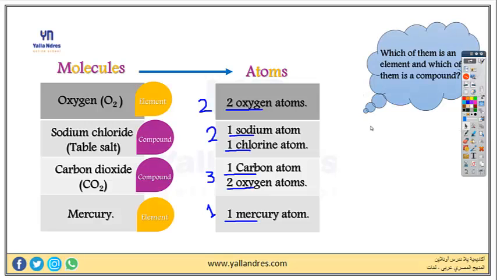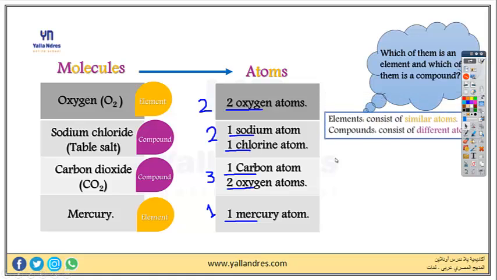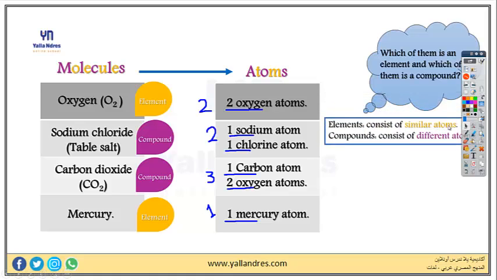So, oxygen and mercury consist of similar atoms, so elements consist of similar atoms: 2 oxygen, only mercury. But compounds consist of different atoms: sodium and chlorine, carbon and oxygen, so they are different atoms. Okay, let's see the other slides.